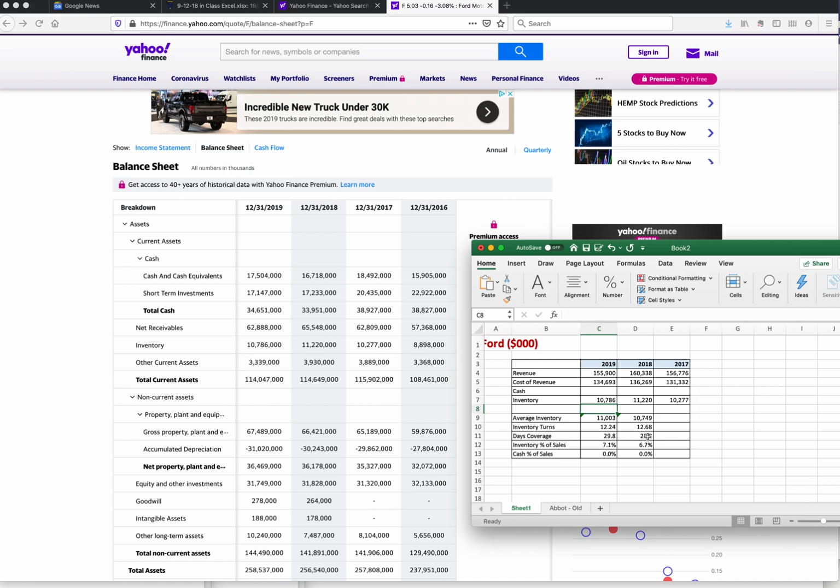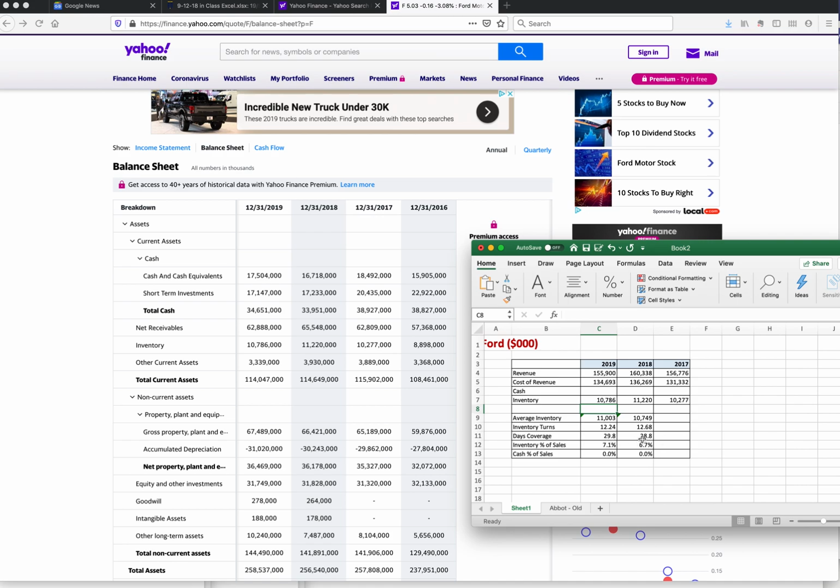Oh, inventory turns are high here. I'm sorry. Their turns are at 12, which consumer goods companies are like 5. Procter & Gamble is maybe 6. Colgate is definitely in the 5s usually. The days coverage is 29.